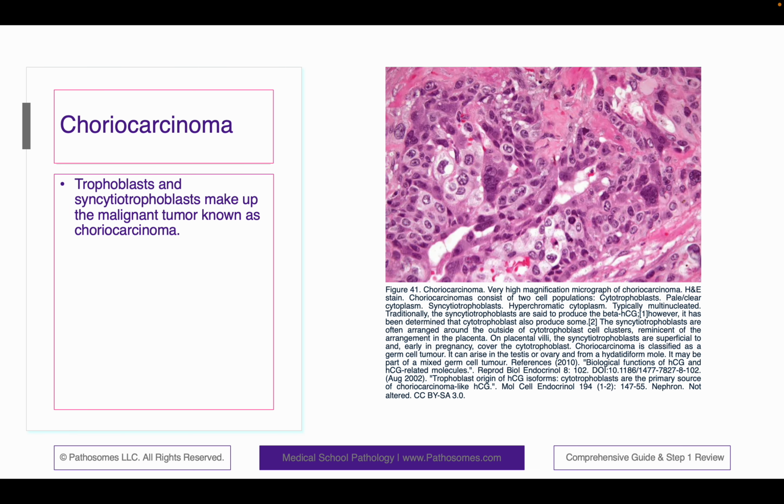Now this is something you'll definitely have to know about, a choriocarcinoma. Trophoblasts and syncytiotrophoblasts make up the malignant tumor known as a choriocarcinoma. Now let me guide your eyes to the right here. This is a very high magnification of a choriocarcinoma. It consists primarily of two important cell types, the cytotrophoblasts that you can see there, and the syncytiotrophoblasts.